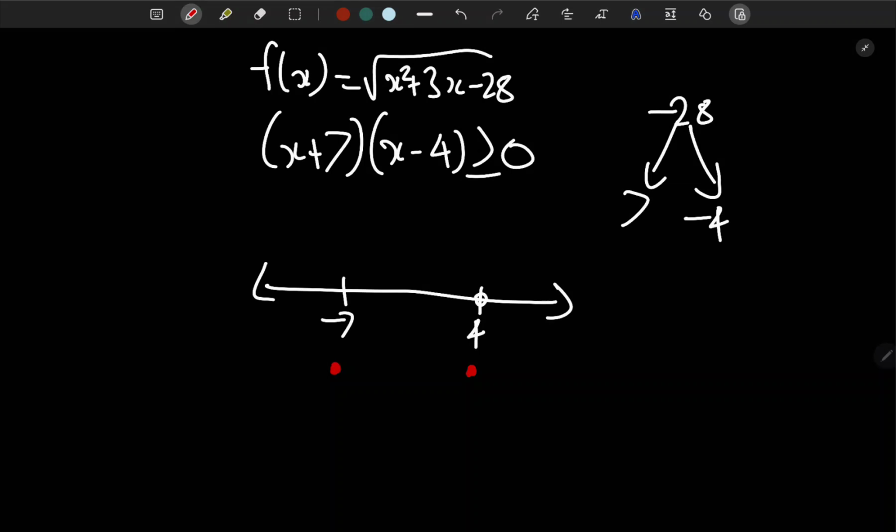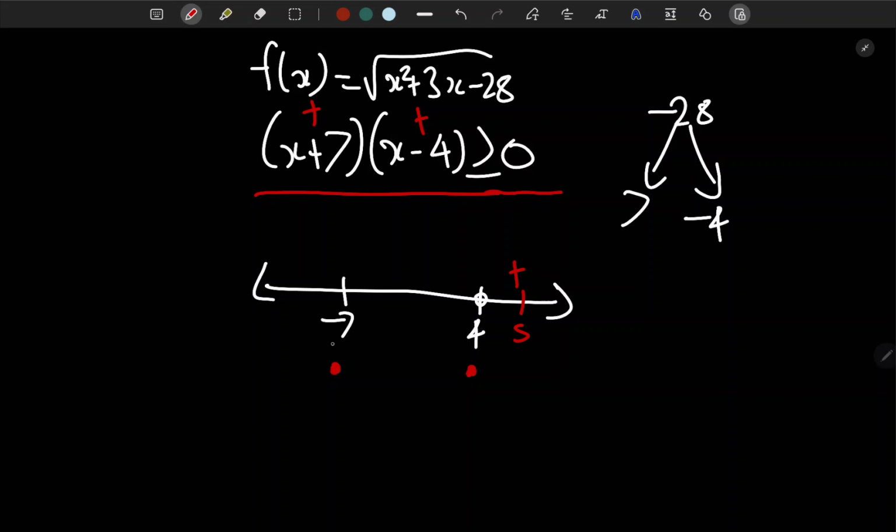Now to find out if the regions to the right of 4, in the middle of the numbers, and to the left are included, we basically just try any value in each region in the equation and see if it's more than or equal to 0. For any number more than 4, let's try 5 and put it in this equation. It will be 5 plus 7, which is positive, and 5 minus 4 is also positive, it's 1. Positive times positive is always going to give you a positive number. So this region is positive.